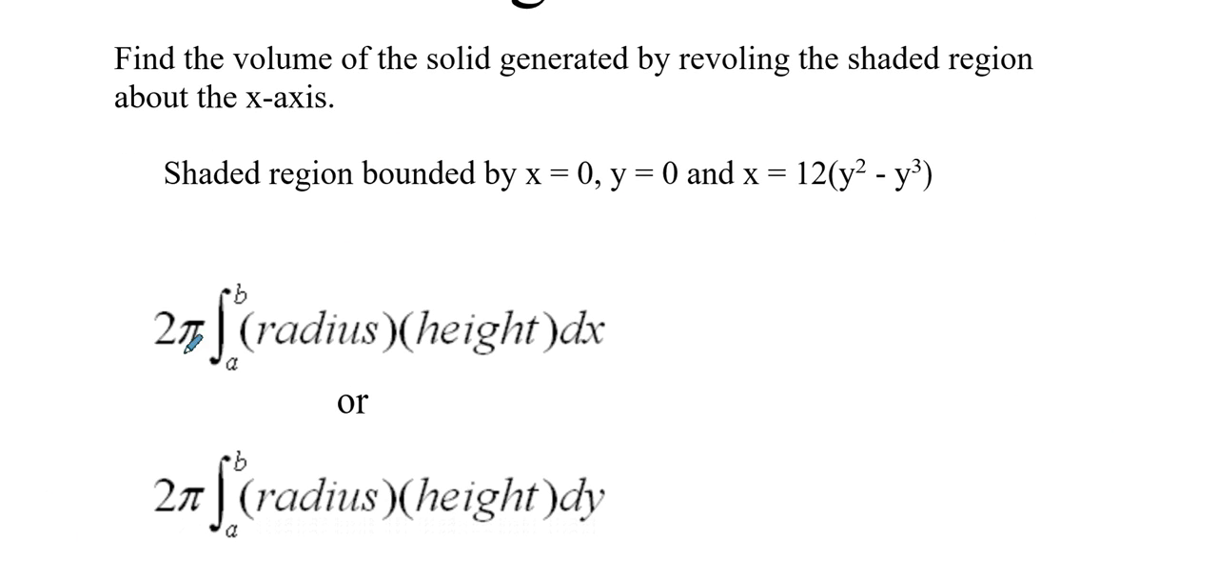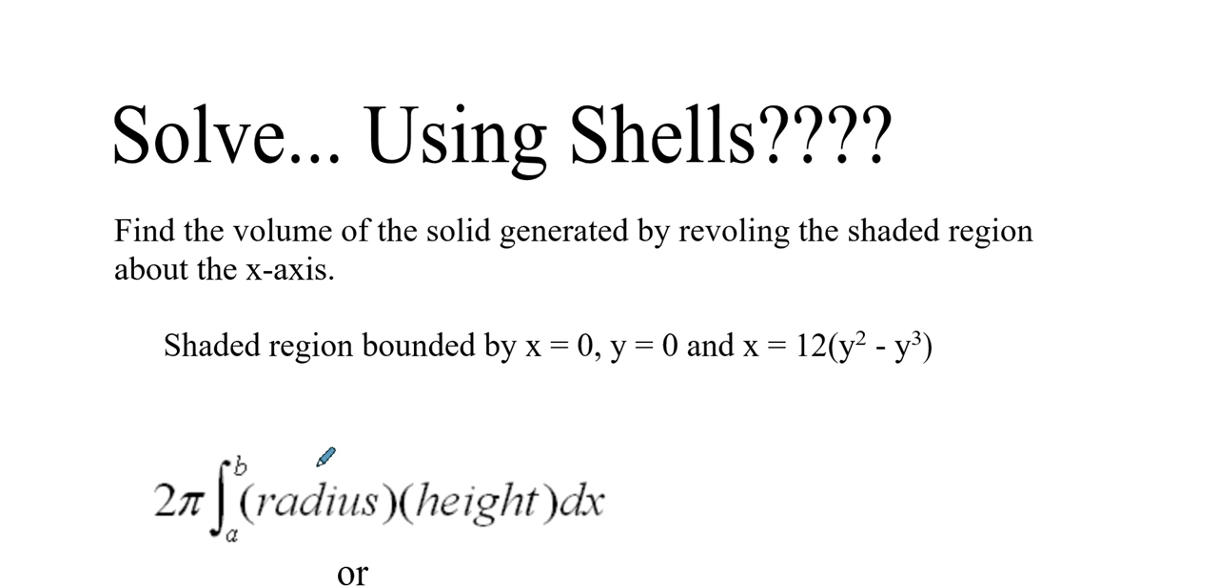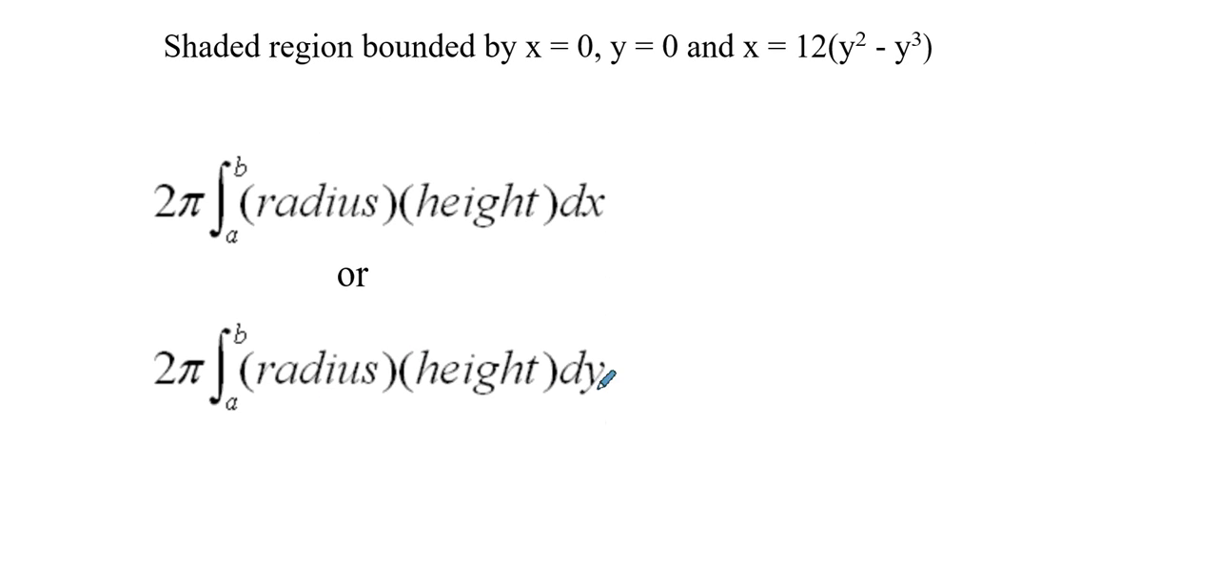So here's the basic standard form. We have 2 pi r, just like we have right there, 2 pi times our radius times the height times dx. Or if we want to put it in terms of y, if we rotate around a horizontal axis, we can have radius, height, and dy right there.